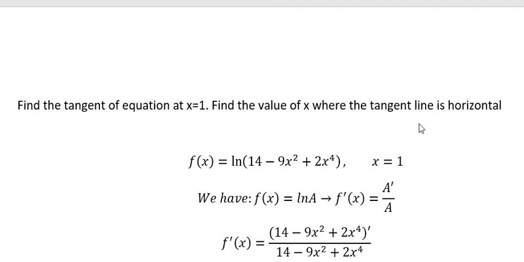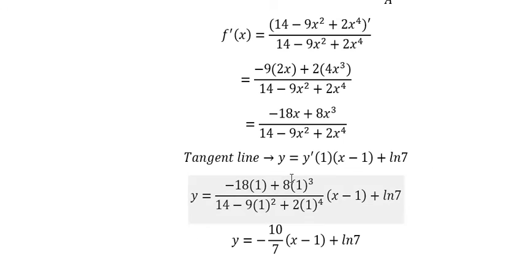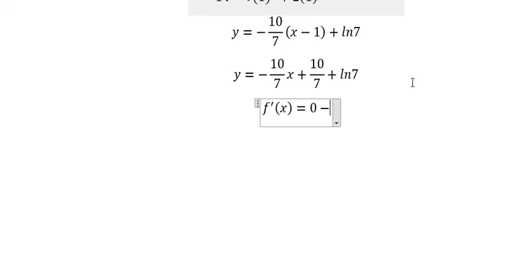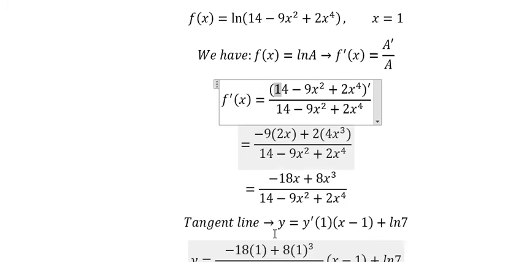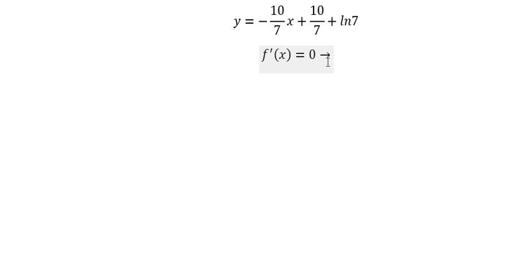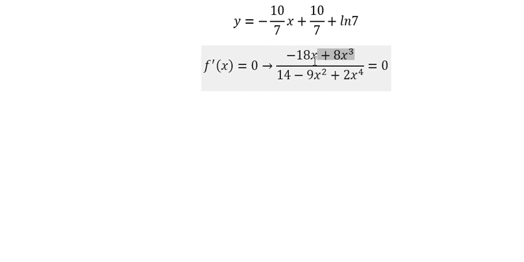Now let's go to question number 2. Find the value of s where the tangent line is horizontal. So that means the first derivative of this one equals number 0, because when the slope is equal to number 0, this one will become a straight line in here. So we have this one, and I will put this one equal to number 0.